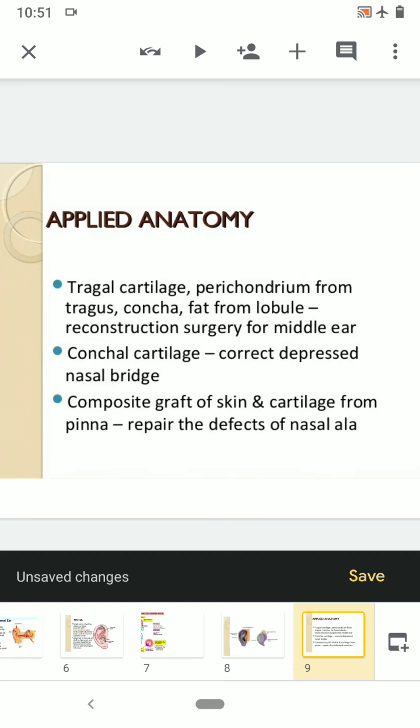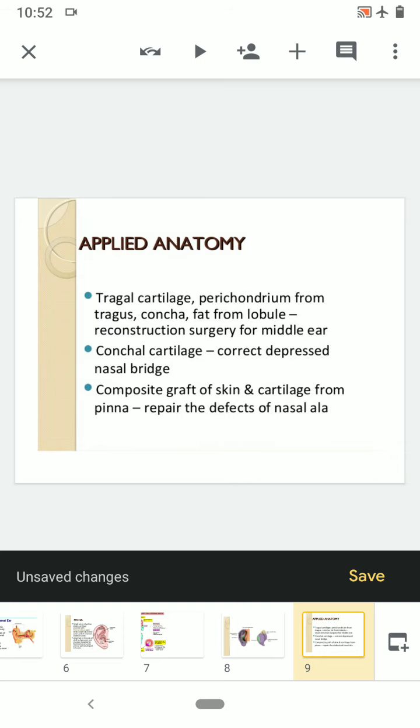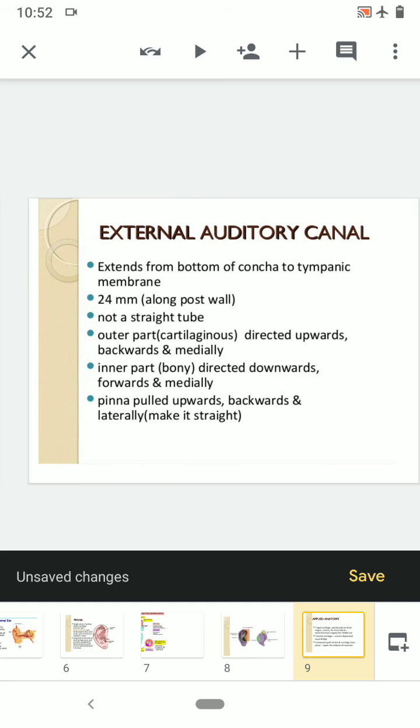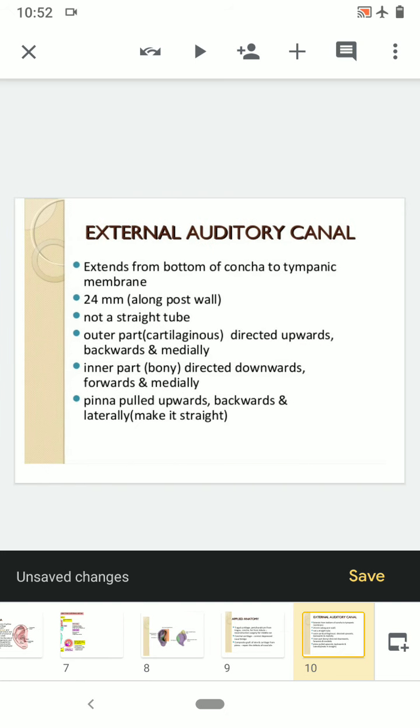Now coming to it, it has a lot of applied anatomy. I already told about the tragal cartilage, which is very important for reconstruction surgeries of the middle ear, especially the perichondrium of the tragal cartilage, which is used for reconstruction of perforations of the tympanic membrane. Conchal cartilage has been used in correcting the nasal bridge, so it is also used for cosmetic surgeries. Composite grafts of this cartilage have been used to repair the nasal ala. So all these things, especially for facial injuries, we can reconstruct those areas.